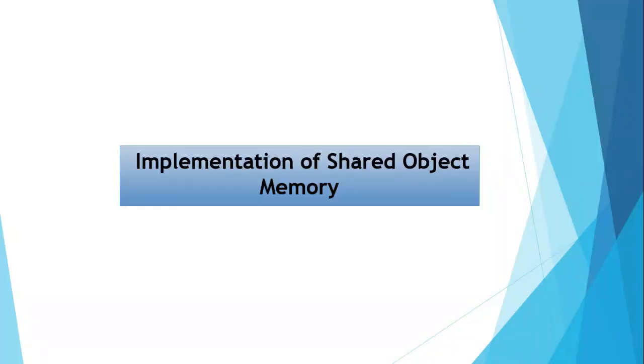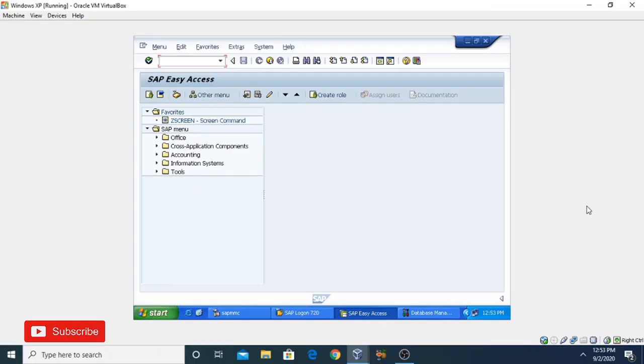Students, in this video you will learn how to implement shared object memory. So we will move here step by step. Before proceeding to the first step, I want to tell you that first of all we need to create the root class that represents the data structure for the area class. For creating the root class we can use SE80 or SE24.